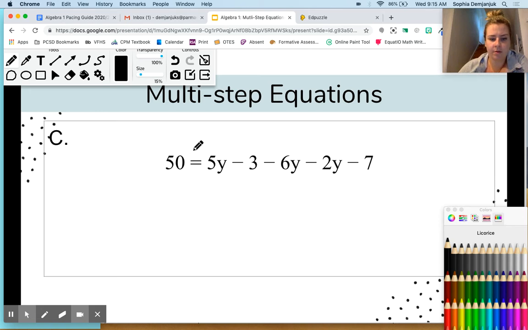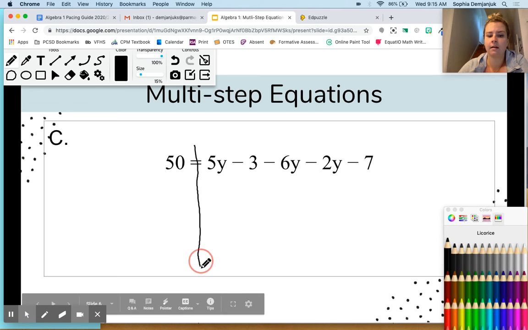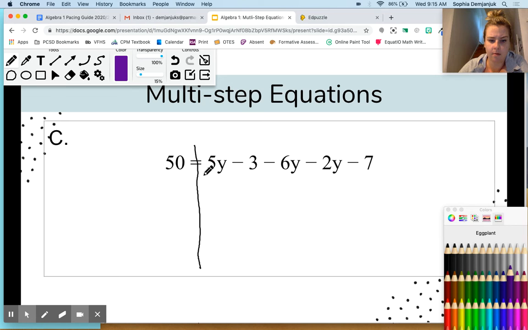In this example, we have 50 equals 5y minus 3 minus 6y minus 2y minus 7. So look to combine like terms again. I'm going to underline all my y pieces in purple. 5y minus 6y leaves me at -1y, and then I need to take 2 more away. So 5 minus 6 minus 2 leaves me at -3y. My -3 and my -7 combine to give me -10.